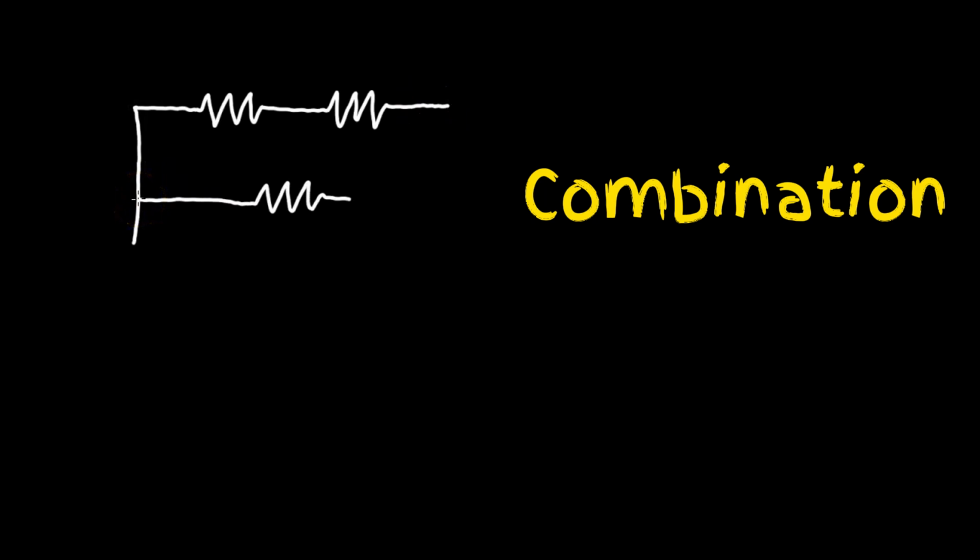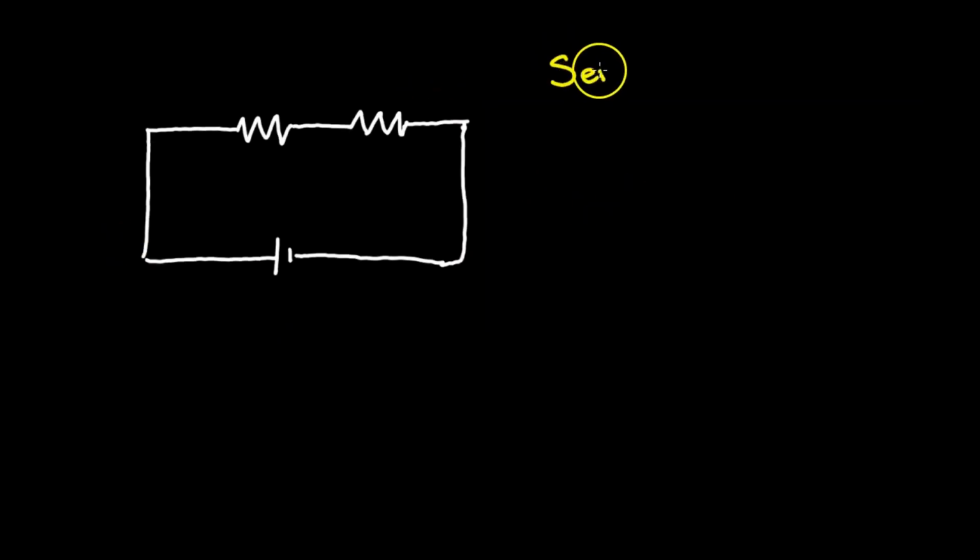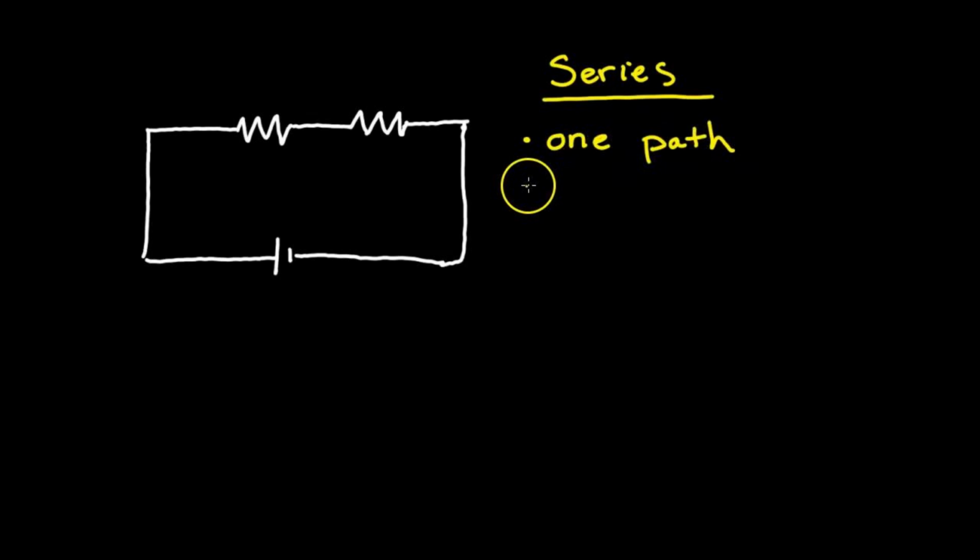In this video, you'll learn how to analyze series, parallel, and combination circuits. We'll start with series circuits. Here we have a series circuit connected to two resistors. In a series circuit, there is only one path, so the current is the same throughout the circuit.